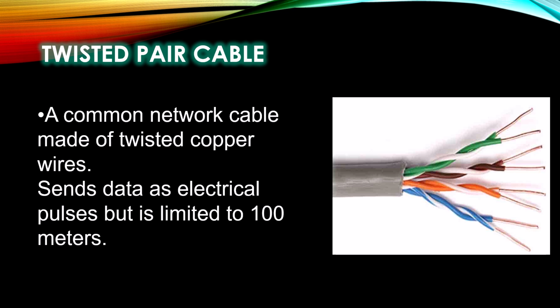Twisted pair cable. This type of cable uses twisted copper wires to send electrical data. It's affordable and common, but limited to about 100 meters in length.